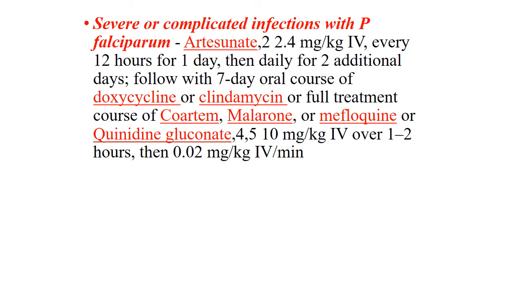In case of severe or complicated infections with P. falciparum, artesunate 2.4 mg per kg IV every 12 hours for 1 day, then daily for 2 additional days, followed by a 7-day oral course of doxycycline or clindamycin, or a full treatment course of Coartem, Malarone, mefloquine, or quinidine gluconate, 4.5 and 10 mg per kg IV over 1 to 2 hours, then 0.02 mg per kg IV per minute.